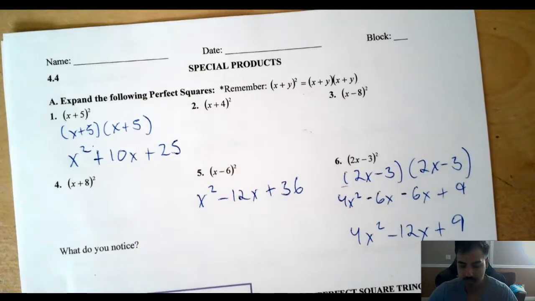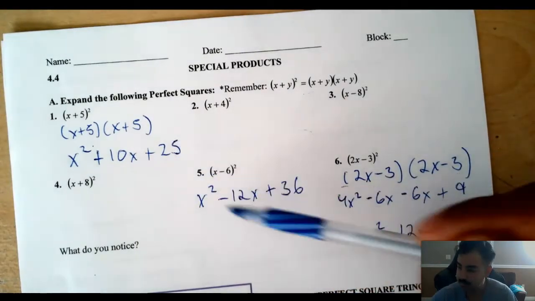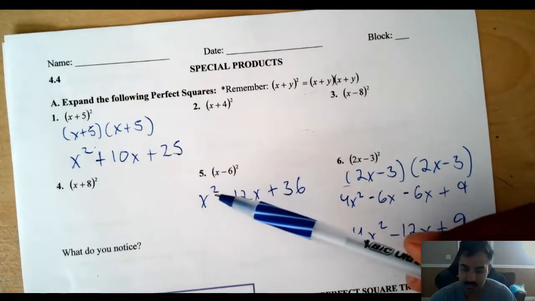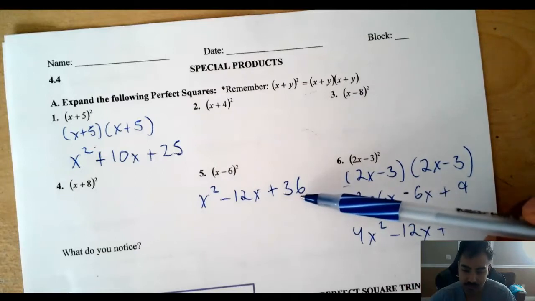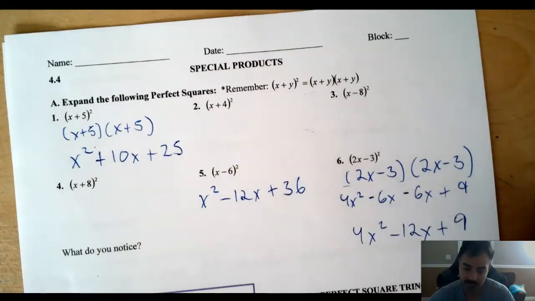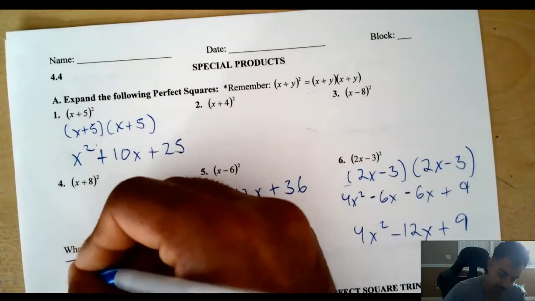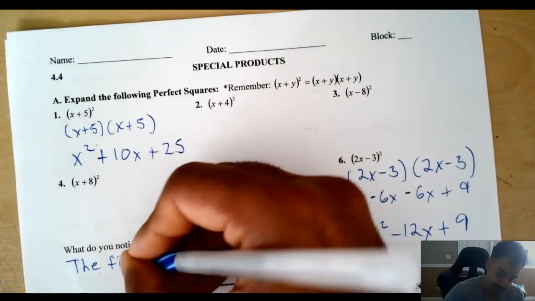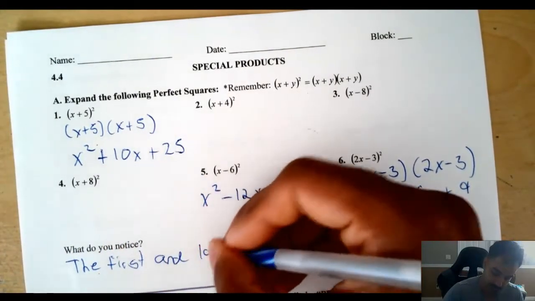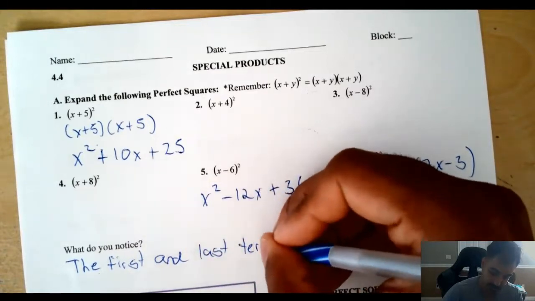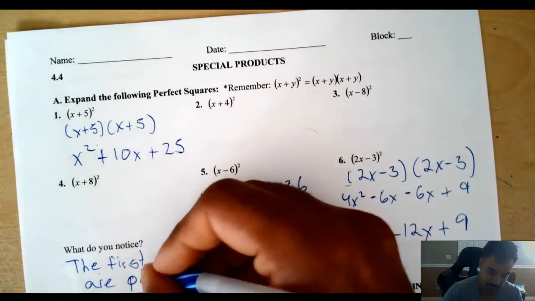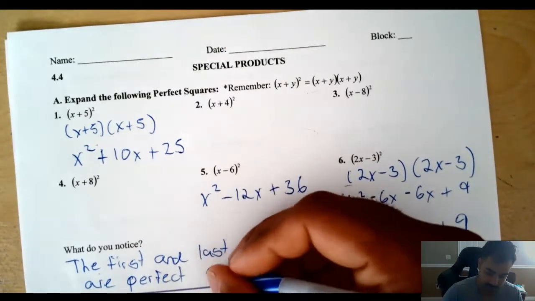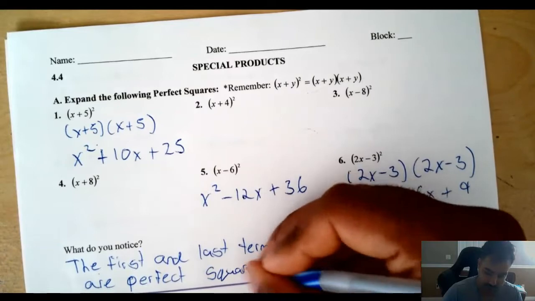Okay, so what do you notice here? What you should notice with these answers is the first term is just a perfect square, right? Because the first term is squared. And the last term is also a perfect square as well. So that's pretty much it. The first and the last terms are perfect squares.